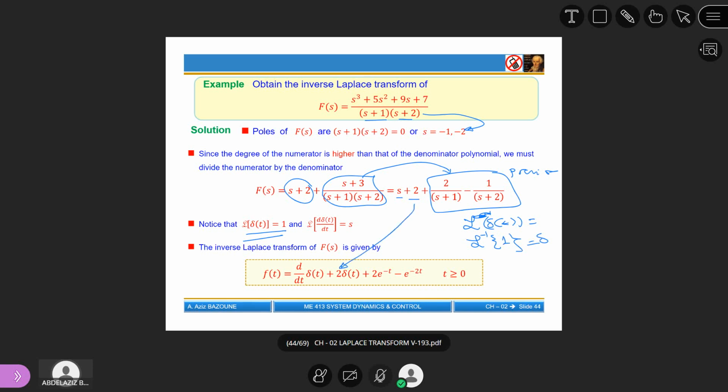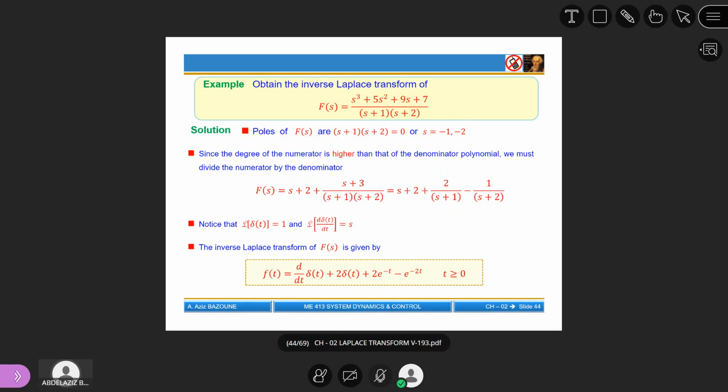2 delta t, right or not? Since the Laplace transform of delta is 1, the inverse Laplace transform of 1 will be delta. So the inverse Laplace transform of 2 will be 2 times 1, meaning 2 times delta. Agree with that? Agree with that, guys?